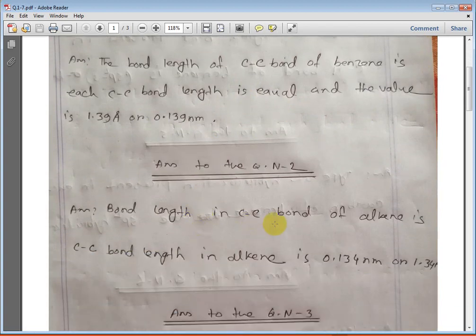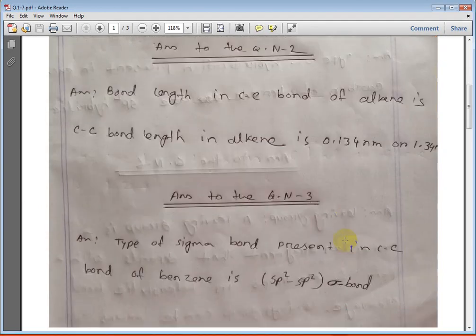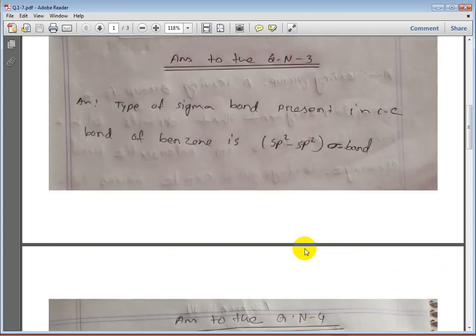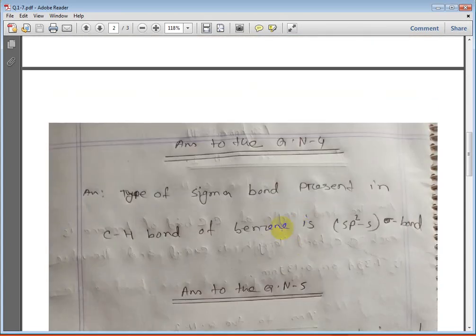Okay, the carbon-carbon bond length in alkene is 0.134 nanometer or 1.34 angstrom, and the type of sigma bond in carbon-carbon in benzene is an sp2 sigma bond.